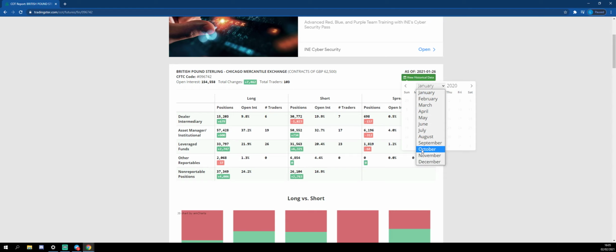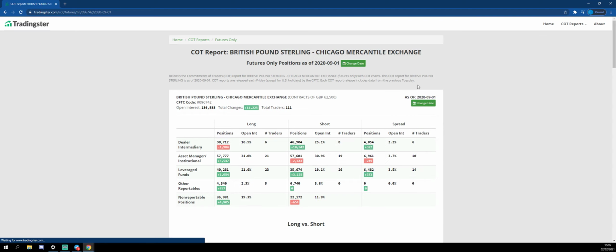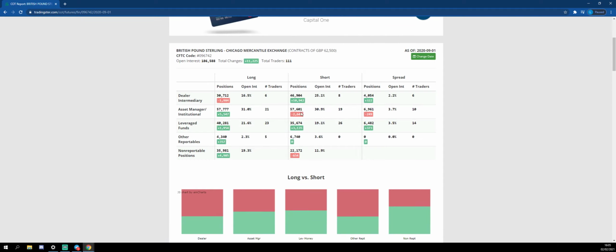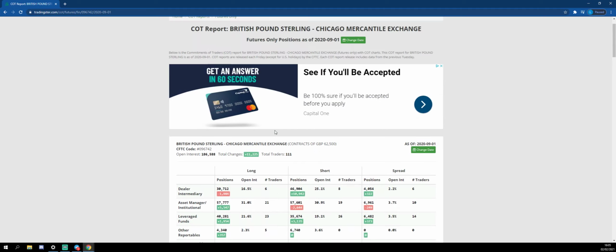In 2020, you go on September, click on the 1st. So as of 1st September 2020, as you can see here, they're pretty much equal, right? But they still had more long positions open than they did short positions, right? So again, it's very much self-explanatory, but that's pretty much how you use it.